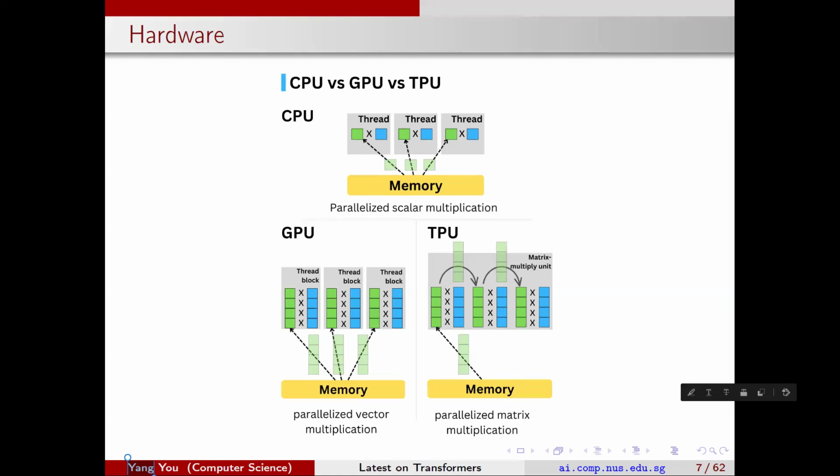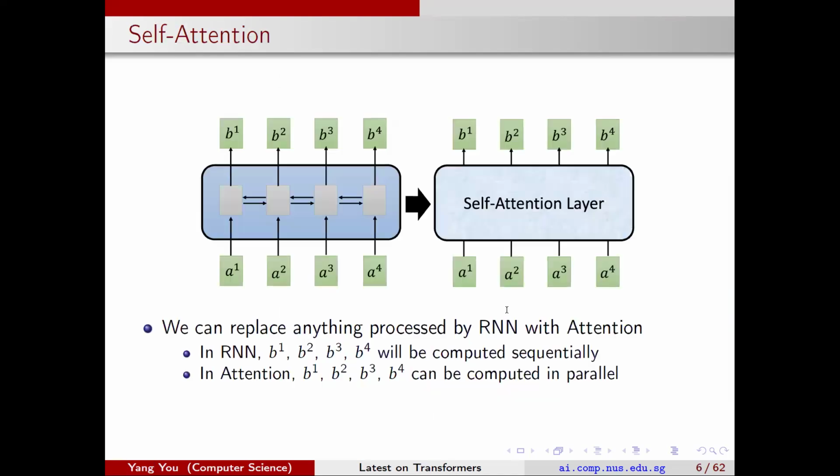And you can also learn about TPU. Basically, they convert everything to matrix multiplication. They partition the matrix multiplication into different blocks and compute the different blocks together. It's also parallel computing. So that's why this is very important. We can compute B1, B2, B3, B4 in parallel. In this way, we can take advantage of the computational power.